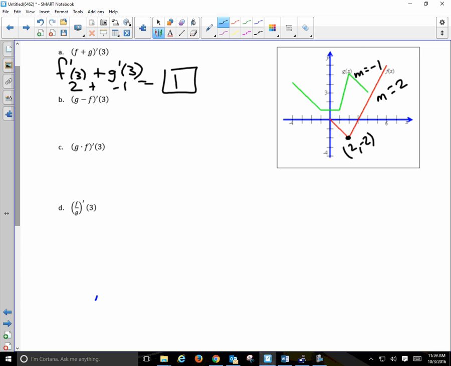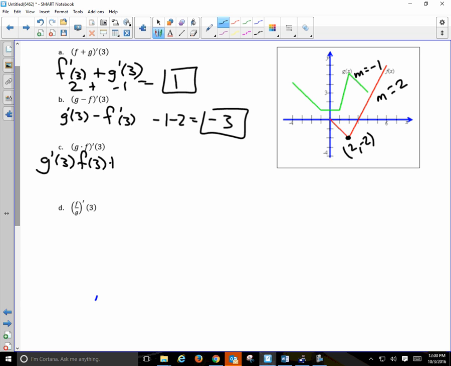Okay, we got G minus F of 3. So we're going to take G prime of 3, excuse me, minus F prime of 3. Or negative 1 minus 2 is negative 3. So then C is different. I have to take G prime of 3 times F of 3 plus F prime of 3 times G of 3. What's G prime of 3? Negative 1. What's F of 3? 0.